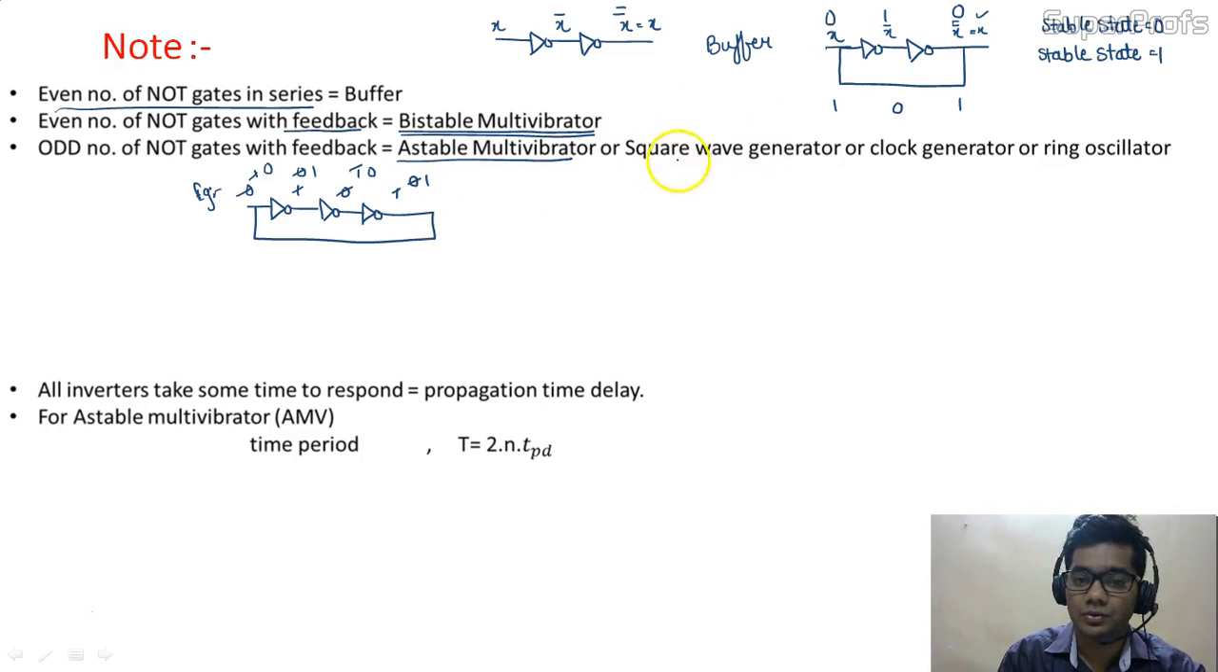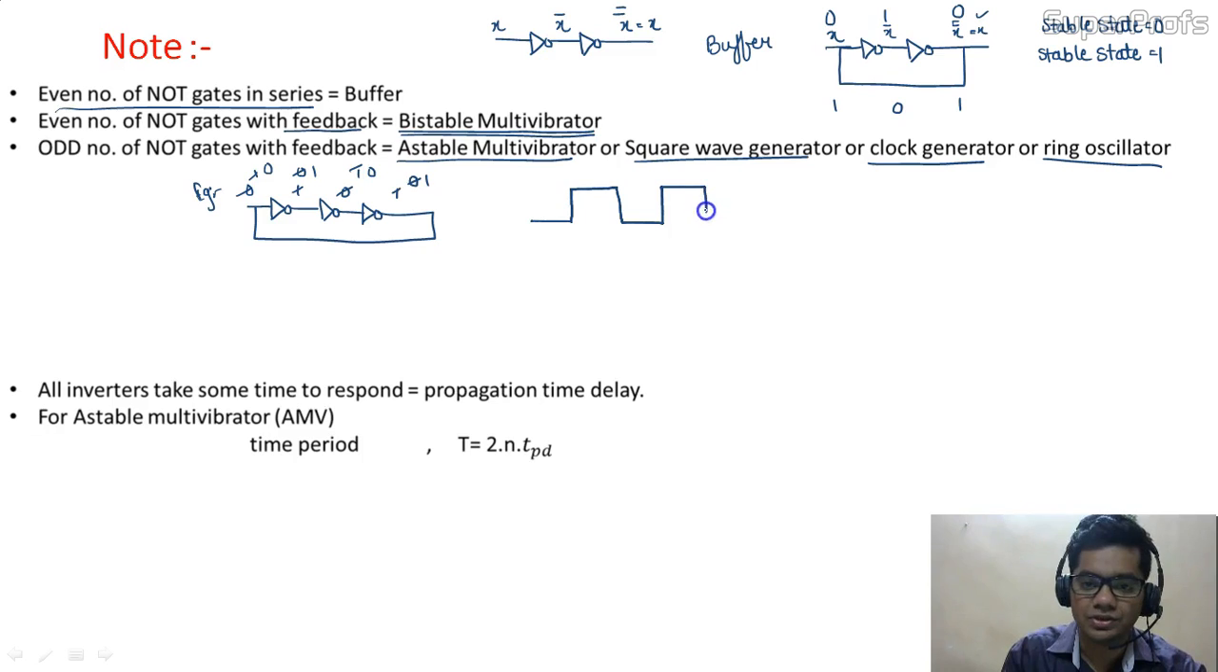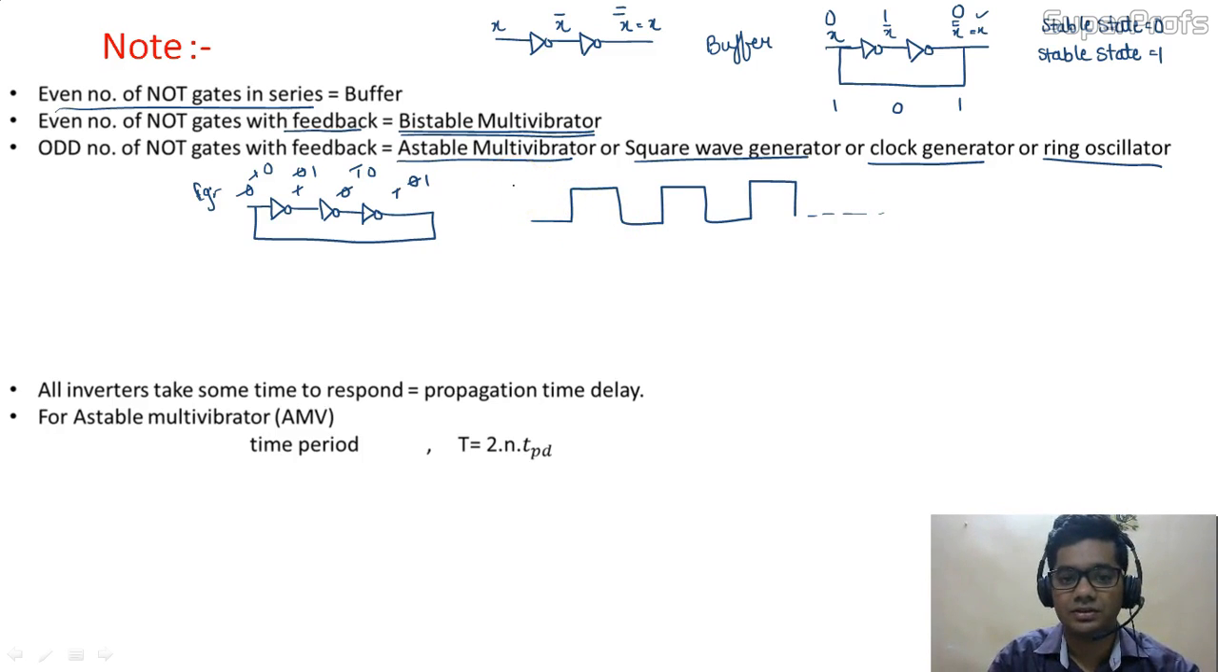It can also be known as a square wave generator or clock generator or ring oscillator, because if we draw the pulse of this output, we can see that it is changing from 0 to 1 to 0 to 1 to 0 and so on. So this is also known as the clock pulse. Therefore we can say an astable multivibrator, which is a combination of an odd number of NOT gates with feedback, also works as a clock pulse generator.